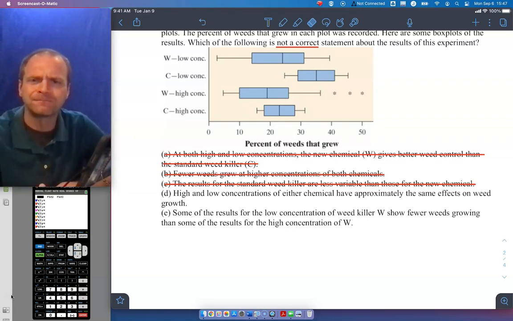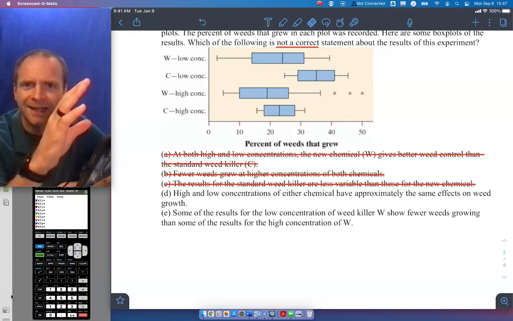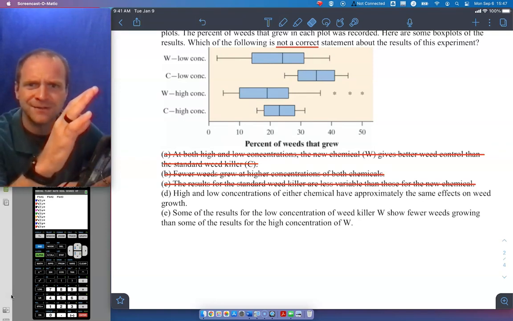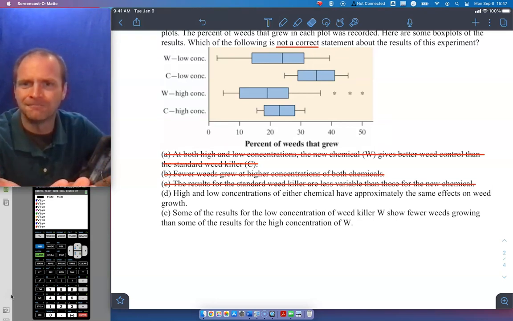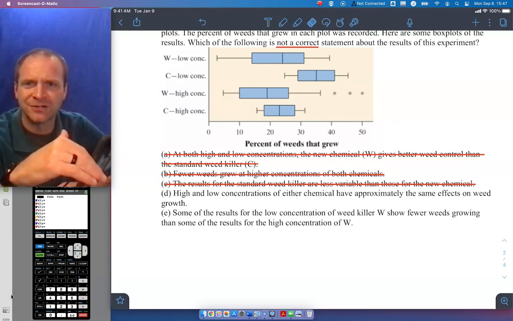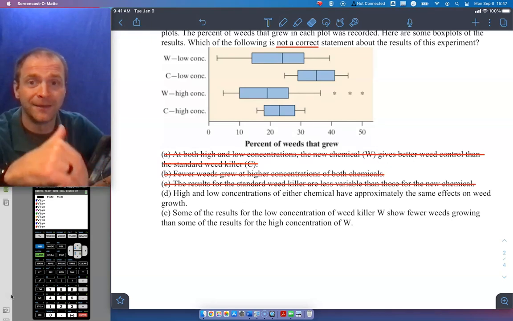High and low concentrations of either chemical have approximately the same effects on weed growth. Don't you remember when I looked at these, I said, hey, they all have different medians, their minimums are different, their maximums are different, the IQRs are different. I don't think they have approximately the same effects. So I think D is false. I'm going to hold off because I just have to make sure that it's more false than E.